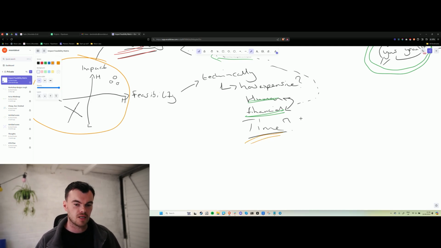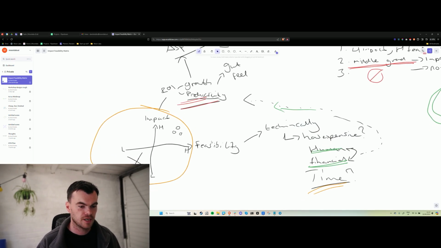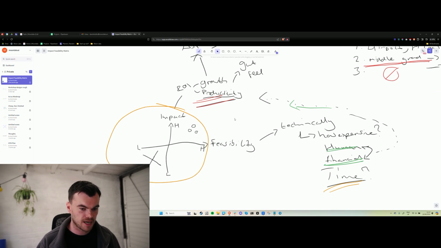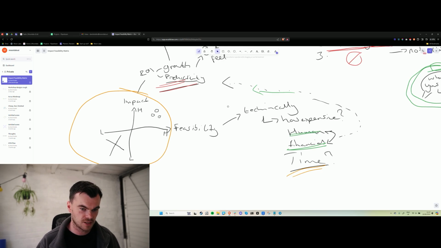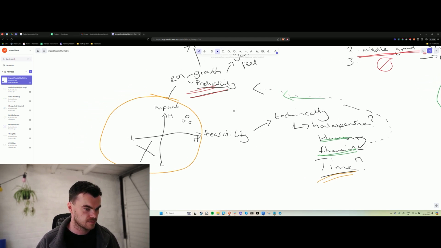If you need the result like now, then it could be less feasible or more feasible. In terms of time, you're thinking, how long will it take, and will we have enough time to do it? Going around again, we're looking at impact. So feasibility: technically, how expensive can we do it? Can we physically do it? Obviously, you can always physically do it, but if you have a capital expense or a human expense that is just too far gone, then probably not feasible.